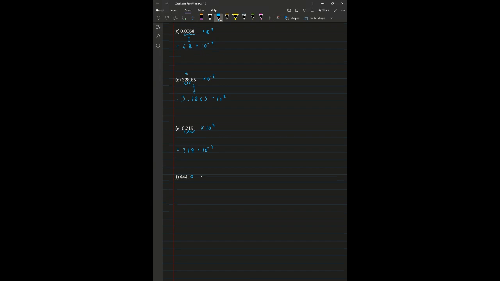And our final problem, let's move this 3 places to the left. So that means this is a 10 to the negative 3 shift. And to keep the equality, what I want to do is the opposite. So 0.444 times 10 to the 3.